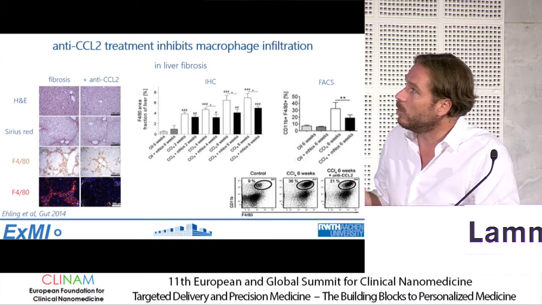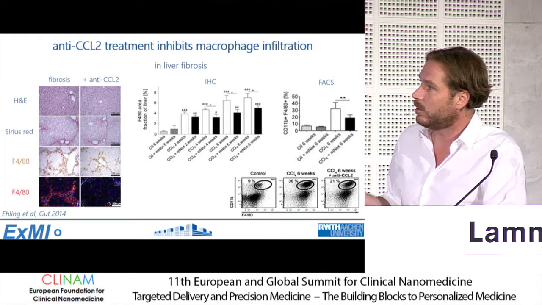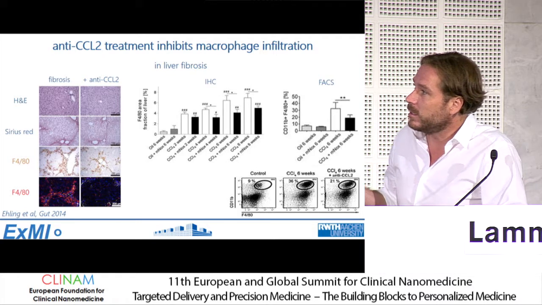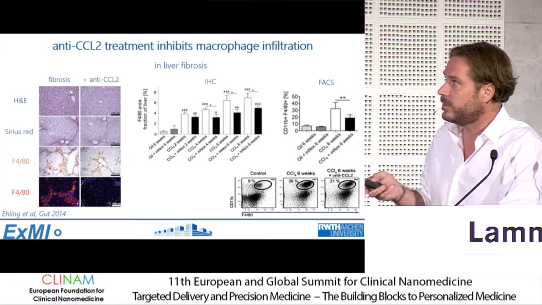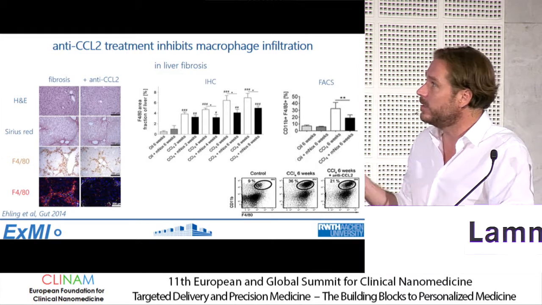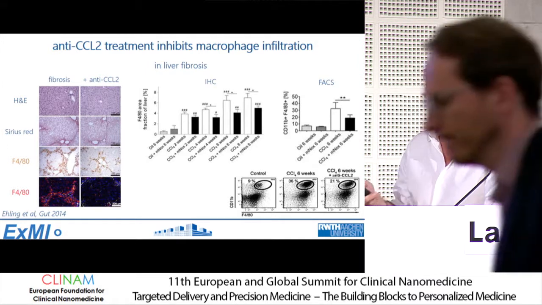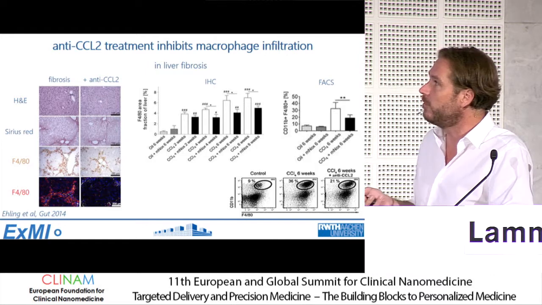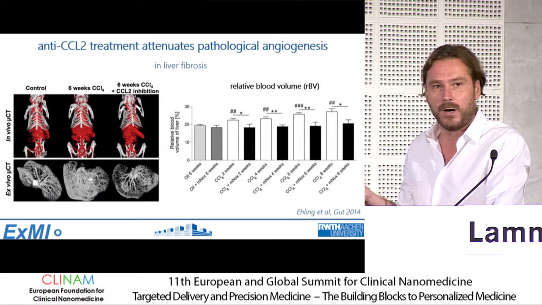And what we actually showed is that if we then block this interaction between CCL2 and CCR2, we can substantially reduce the infiltration of macrophages. This is the non-treated case, this is the treated case. So macrophage infiltration substantially decreases. Right? We also saw that with FACS analysis, so we can almost halve the number of macrophages that localize to inflamed livers. And as a consequence of that, we can normalize the vasculature back to how it was before.